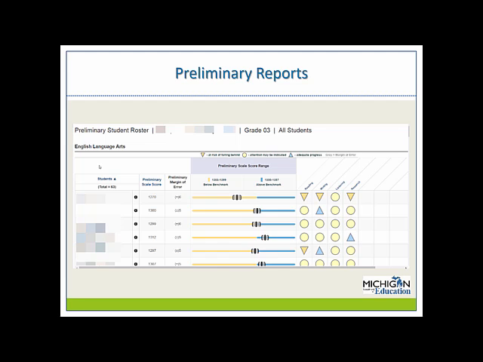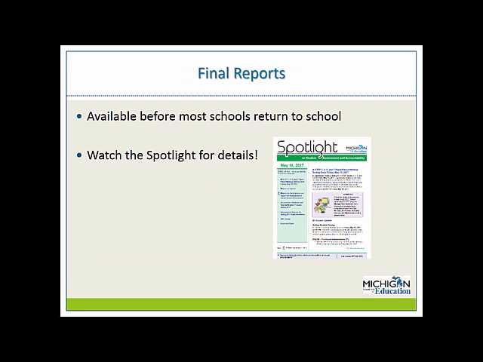Math and ELA claim performance indicators are included in the reports, again based on preliminary data. Science and Social Studies raw scores, that is, points earned out of points possible, are reported based on machine-scored items. Preliminary reports will remain available until final reports are released. Final reports will be available in mid to late August. Be sure to watch the Spotlight for details.